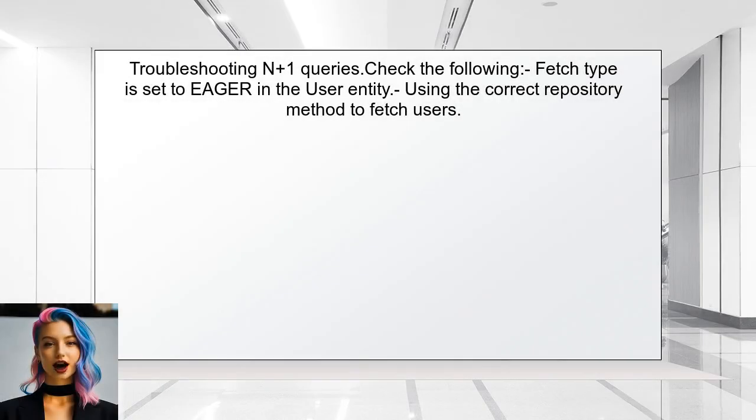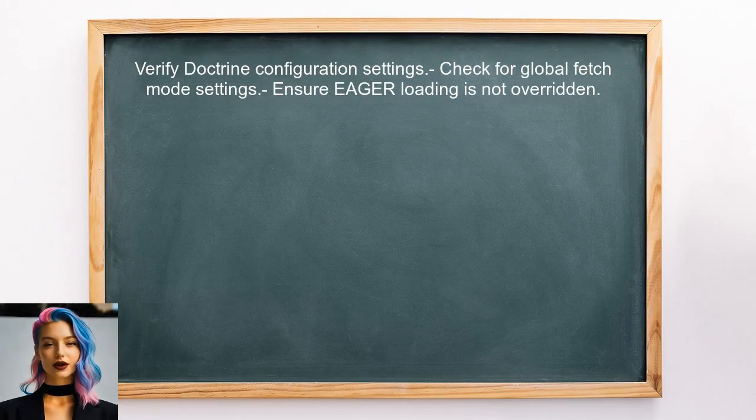However, if the user is still experiencing n+1 queries, it may be due to how Doctrine handles the fetching strategy. The user should ensure that the fetch type is correctly set in the user entity and that they are using the correct repository method. Additionally, the user can verify their Doctrine configuration settings. Sometimes, the default fetch mode may override the eager setting. They should check their Doctrine configuration files for any global settings.